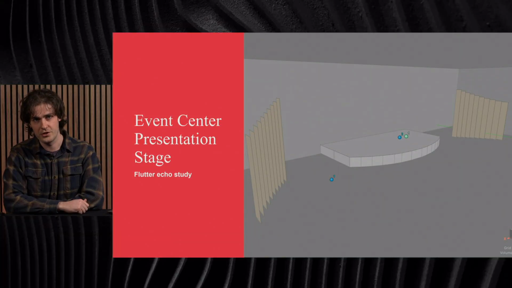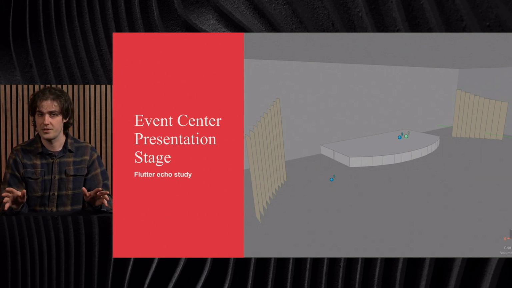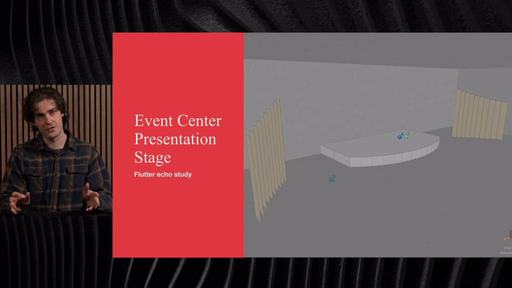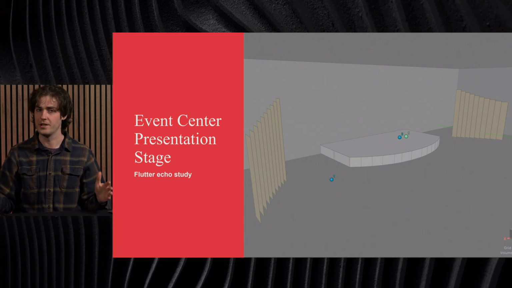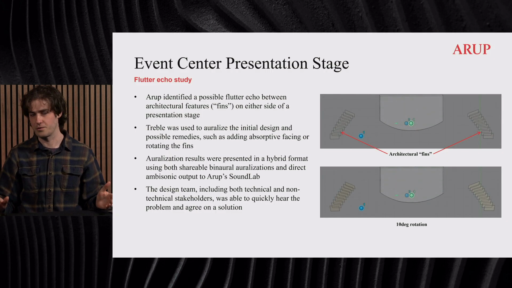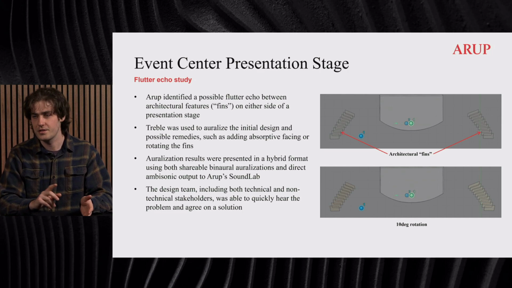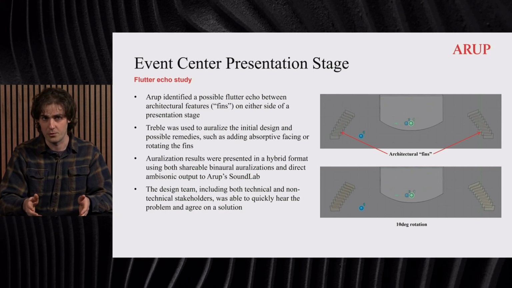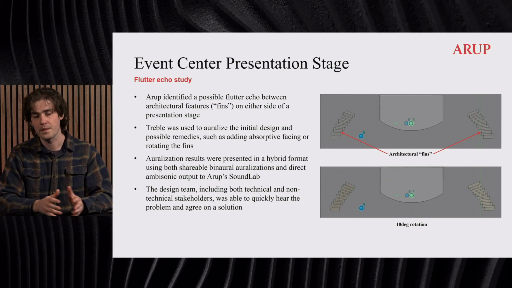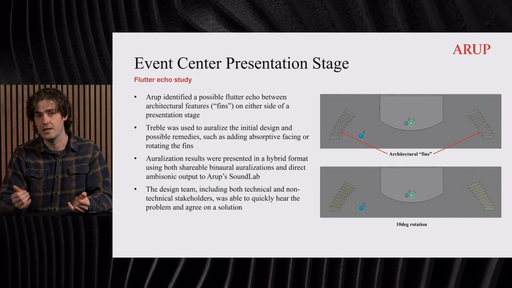Another interesting auralization that we've worked on was this event center presentation stage. And as you can see here, there are these architectural features on either side of the stage, which they were calling fins. And in the initial design, we noticed that these fins were basically just parallel flat surfaces perpendicular to the stage. And as a result, we noticed that there might be a problematic flutter echo between these. And that's a really difficult phenomenon to explain to a non-technical audience, and so we decided that auralization was probably the best path forward. So we threw together a quick Treble model, put it in the binaural auralizer, and we could immediately hear the problem.